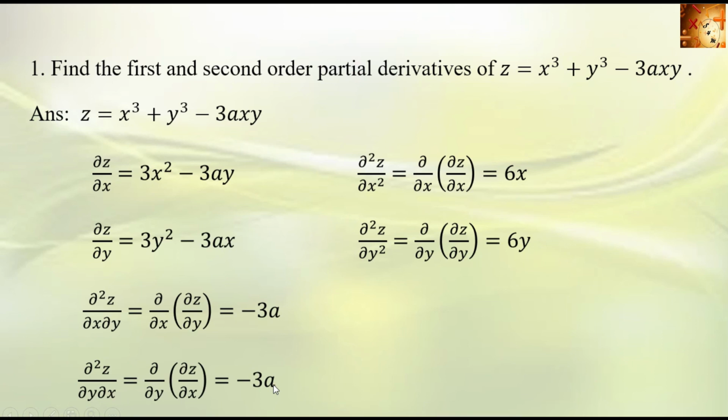For continuous functions, these two partial derivatives, ∂²z/∂x∂y and ∂²z/∂y∂x, are the same. They give us the same answer. So here the function is a continuous function, which is a polynomial function. So for continuous functions, ∂²z/∂x∂y and ∂²z/∂y∂x will be the same. Okay.